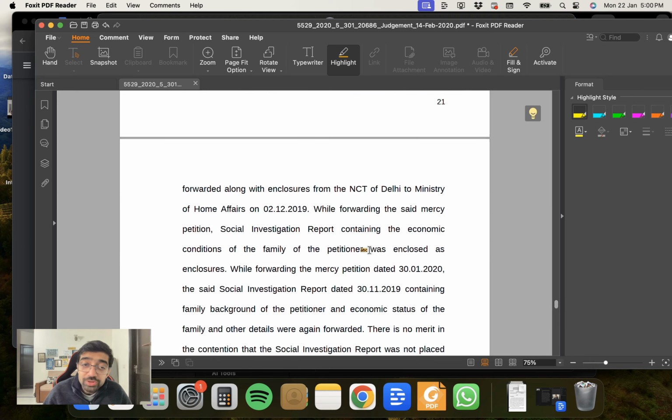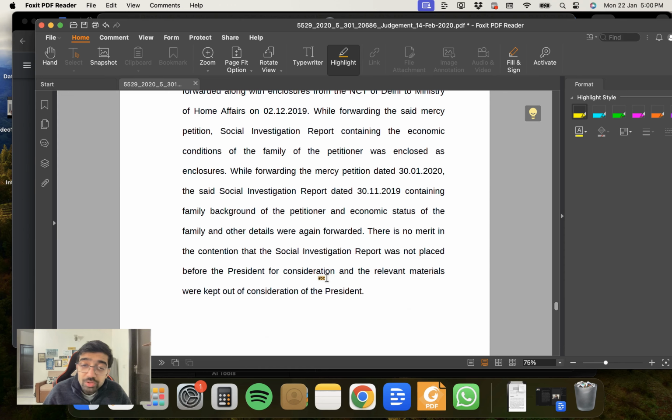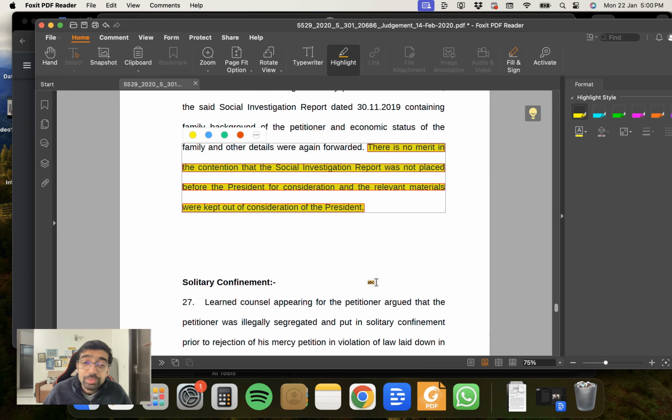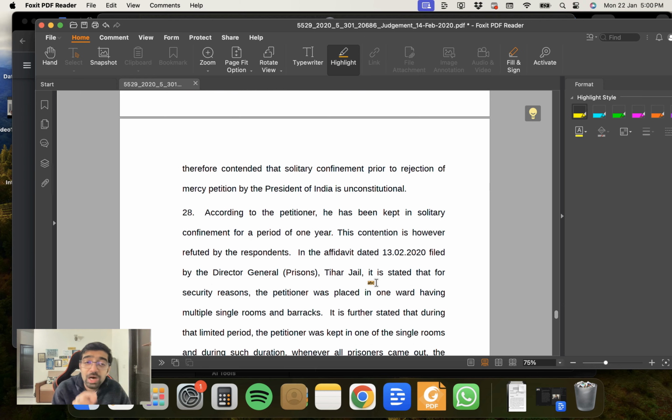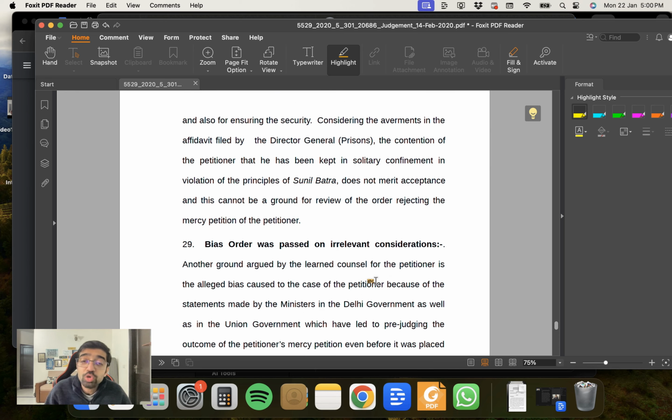Then we scroll below. This is again an argument, right? Learned counsel for the petitioner urged. Now let's see what the court decided. Here, there is no merit in the contention that the investigation report was not placed and the relevant materials are out. So every point is being outlined here and I'll do O. And basically, now when I'm reading it, what do I realize?